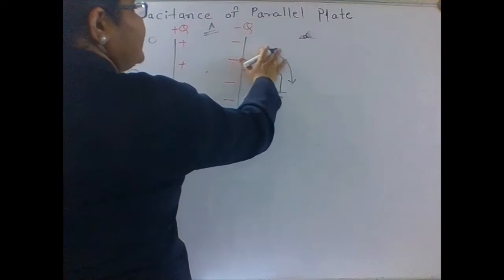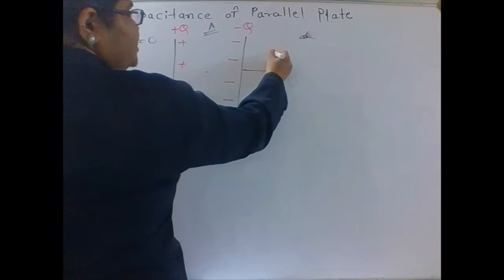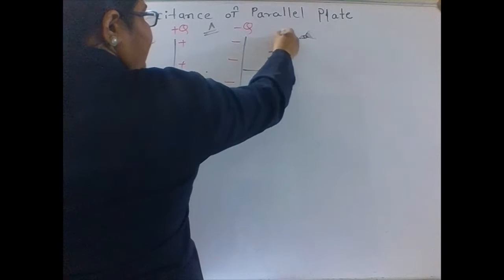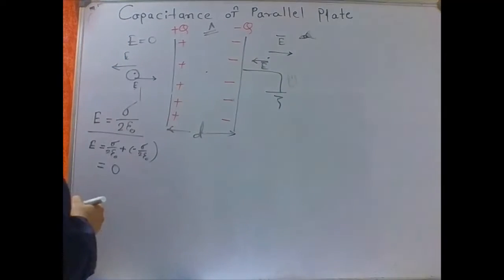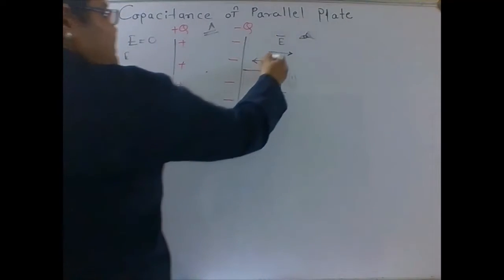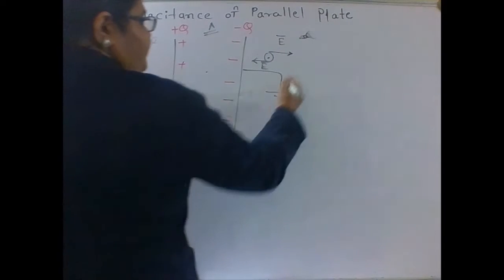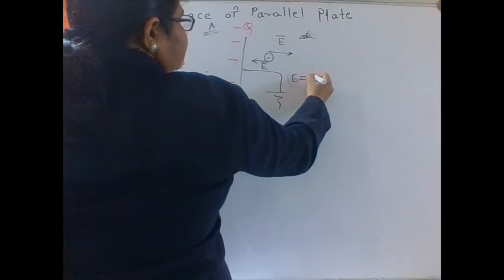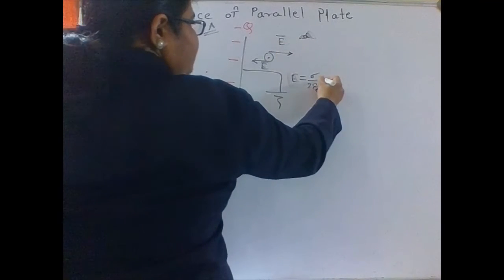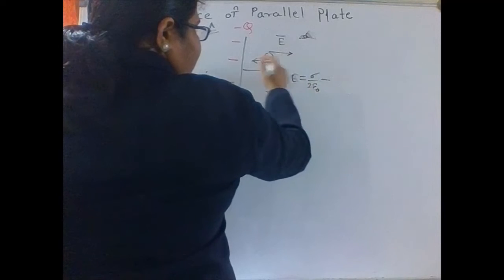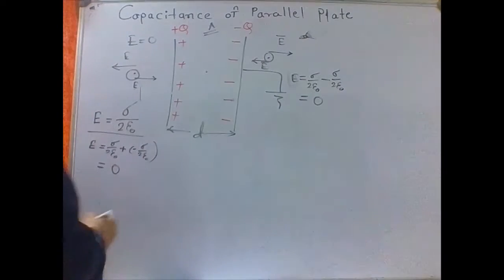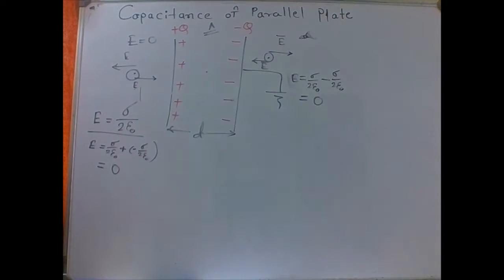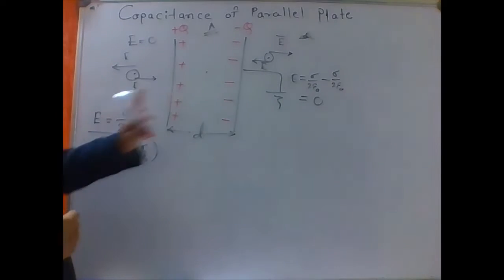What is the direction of the electric field? Because of the positive charge, the direction of the electric field is outward, and because of the negative charge, the direction of the electric field is inward. Then what is the net electric field here? E is equal to sigma upon 2 epsilon 0 because of the positive charge, minus sigma upon 2 epsilon 0 because of the negative charge. The net electric field at this point is 0. Means outside this parallel plate, the electric field is 0.